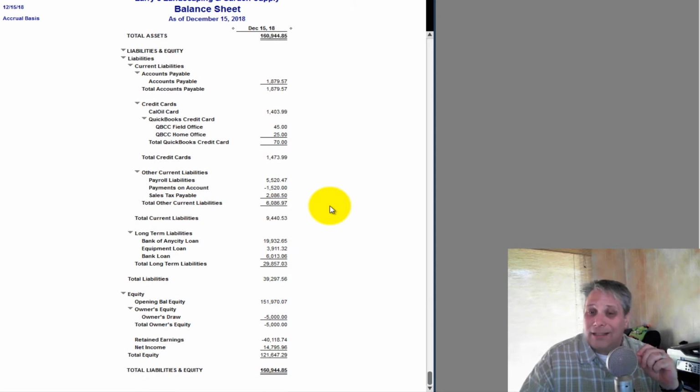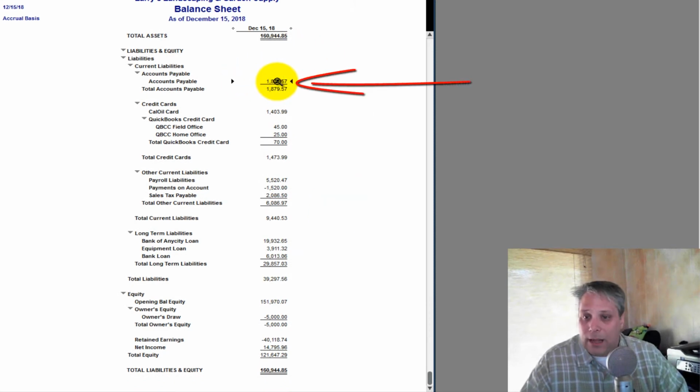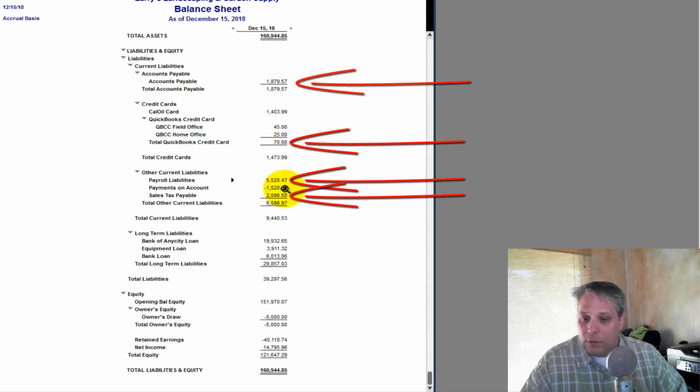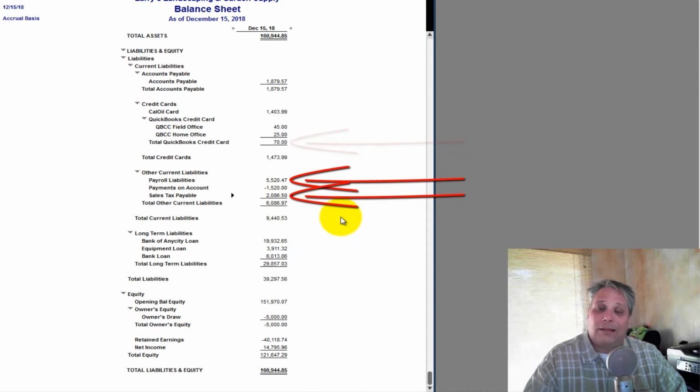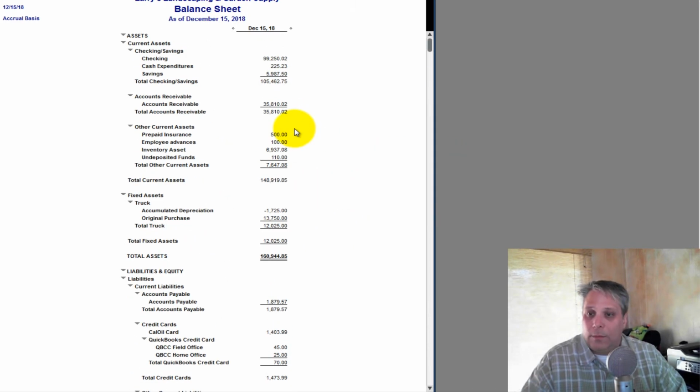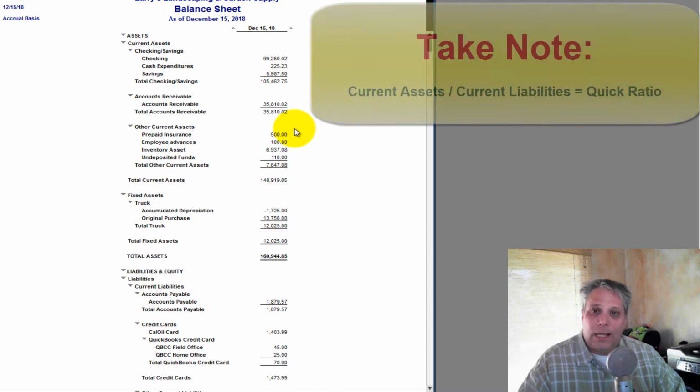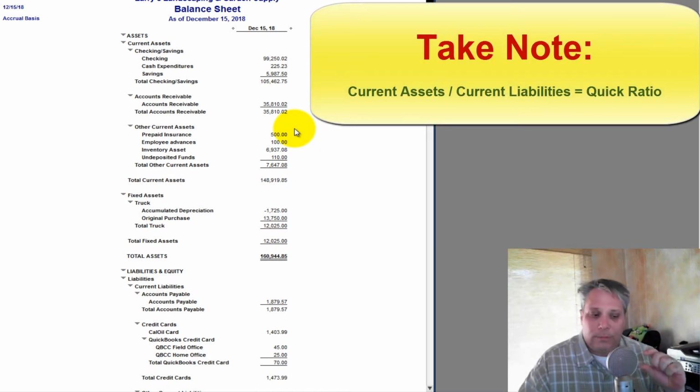Then moving down to the next section of the balance sheet into the liabilities, we're going to look at current liabilities. We're going to take accounts payable. We're going to take credit cards. Right? We could probably even do payroll liabilities and sales taxes payable and include all that stuff. Add these liabilities up, go back to our current assets figure, and we take assets divided by liabilities.